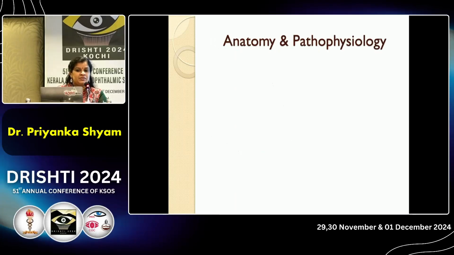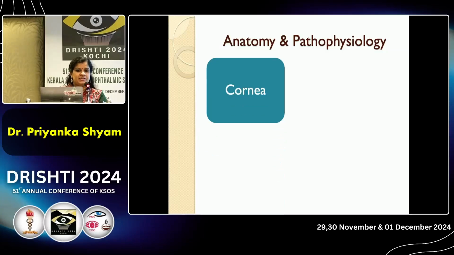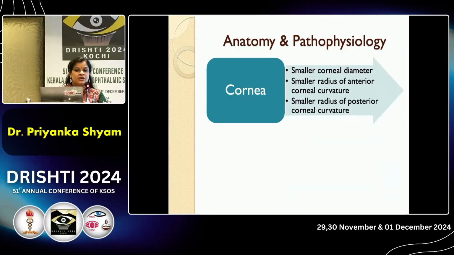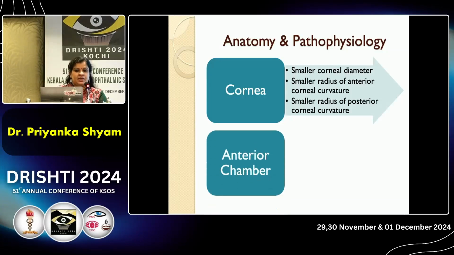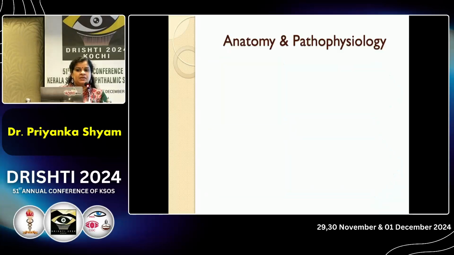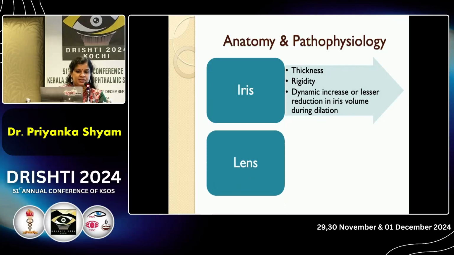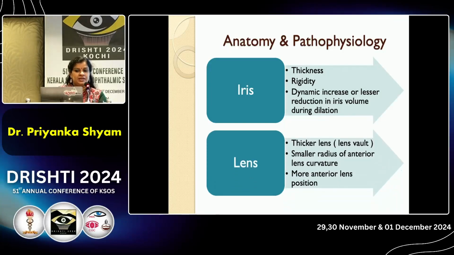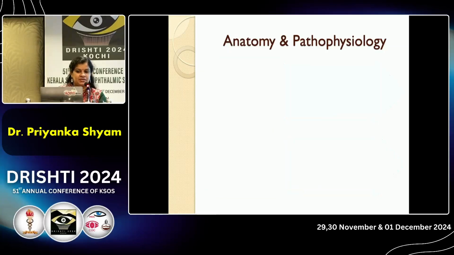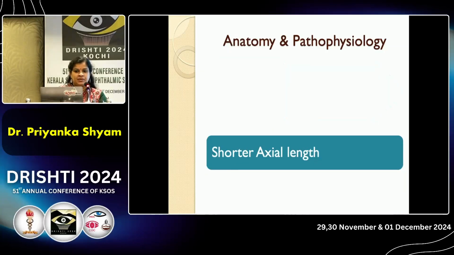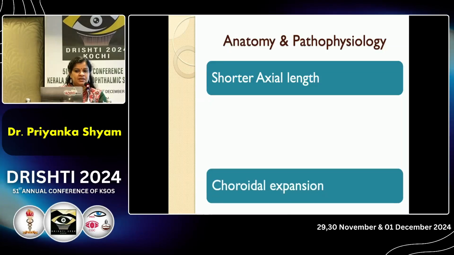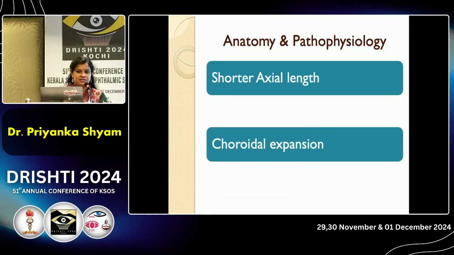Now coming to the pathophysiology according to various anatomical levels. First, at the level of cornea, it can be due to smaller corneal diameter, smaller radius of anterior and posterior corneal curvature. Coming to the anterior chamber, it can be due to smaller anterior chamber width, area and volume. Coming to the iris level, it can be due to thickness, rigidity, dynamic increase or lesser reduction in iris volume during dilatation. At the level of the lens, it can be due to thicker lens, smaller radius of anterior lens curvature and more anterior lens position. Then shorter axial length and choroidal expansion are also other factors.